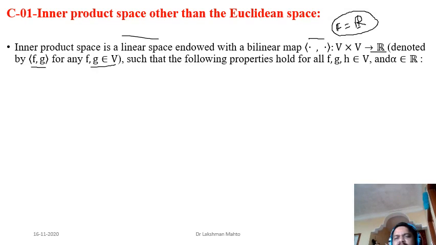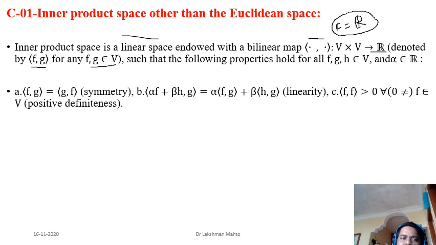So scalars, whatever scalar concept you have already seen, are coming from real numbers. That is the criterion. And the inner product satisfies the following properties. First, it satisfies symmetry, which means order is immaterial: whether you take the inner product of F with G or G with F, both values are the same. Then the inner product is also linear. It is linearity we are talking about.